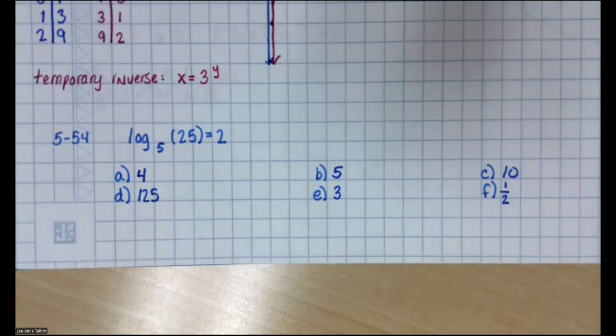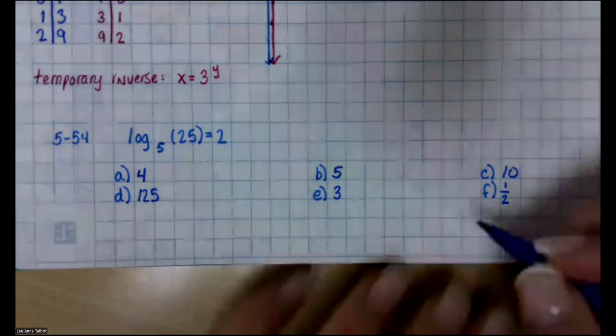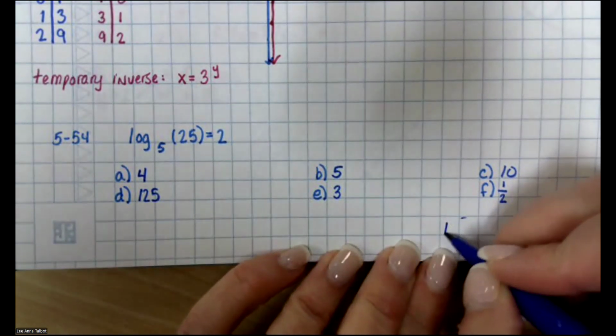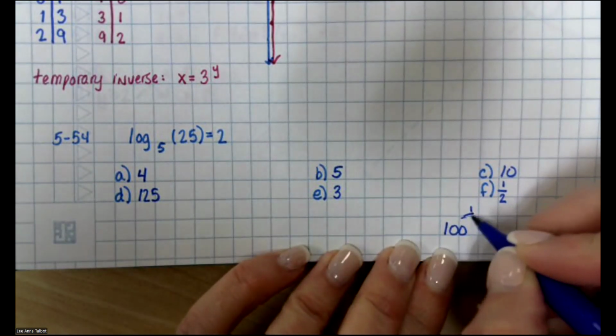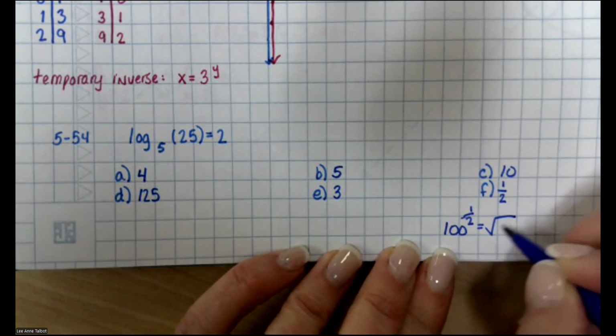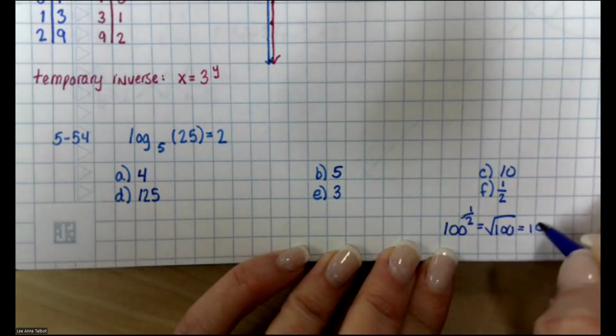You need to know that half exponent is a square root. So 100 to the 1/2 is the square root of 100, which is 10.